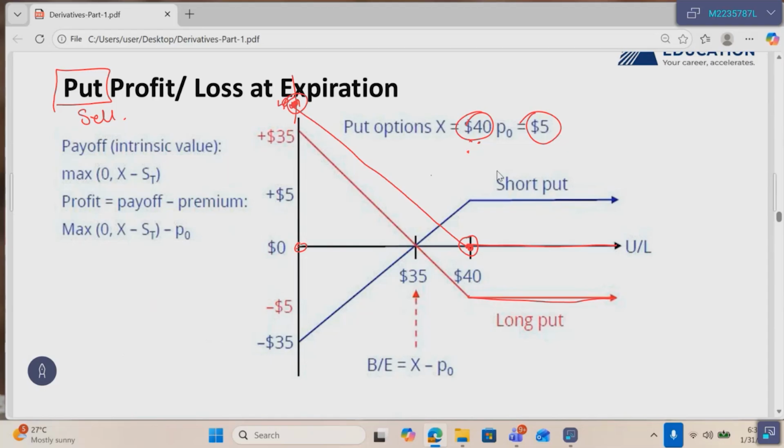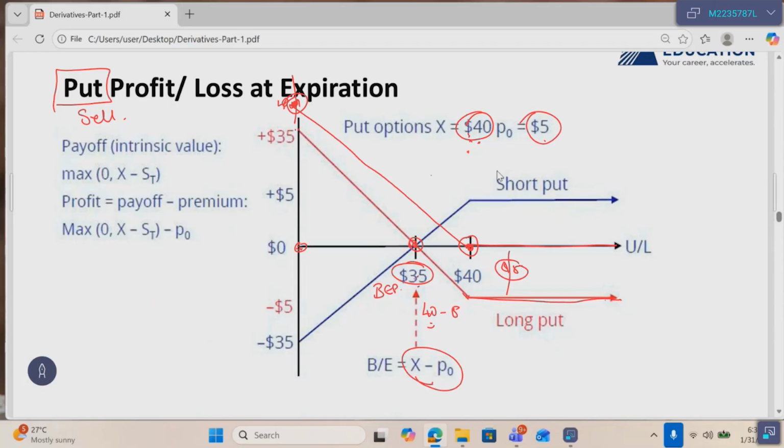But the profit is actually not at 40. It's at 35, because when it becomes 35, you made $5, but you also lost $5. So 35 is a break-even point, and when the price becomes 0, you are earning 35. How did I get 35? Same funda. Stock price, but this time minus 5. So 40 minus 5 is 35, and this is your break-even point.